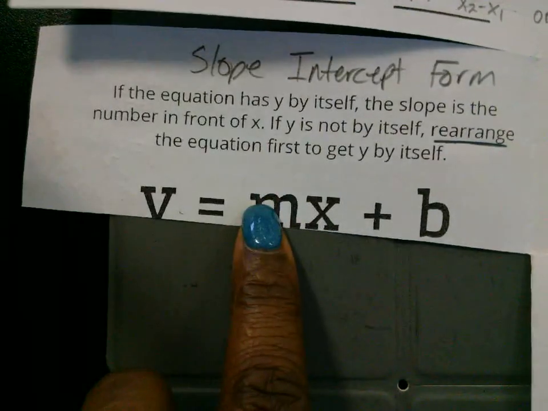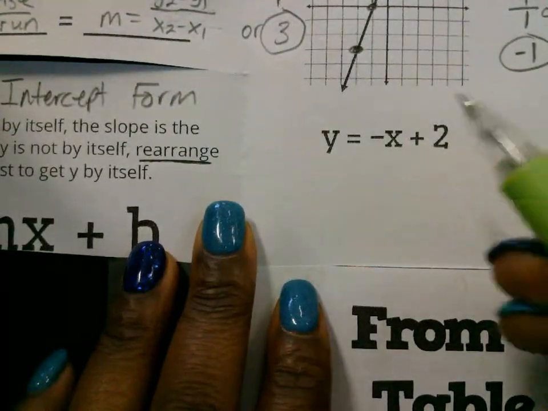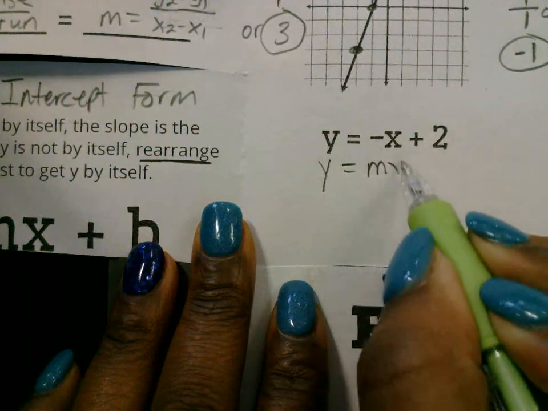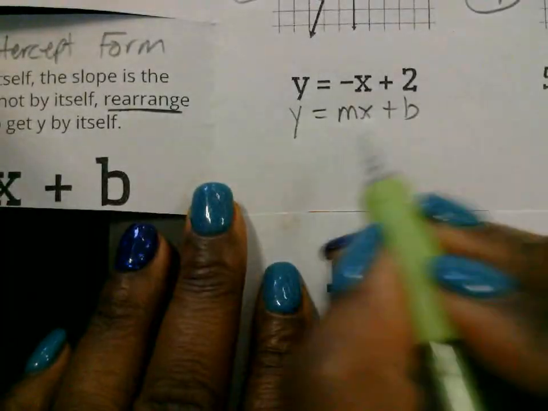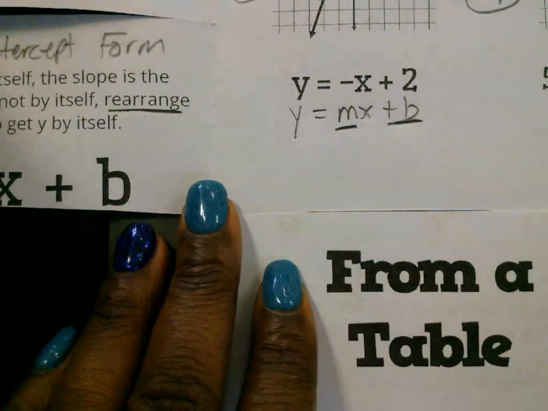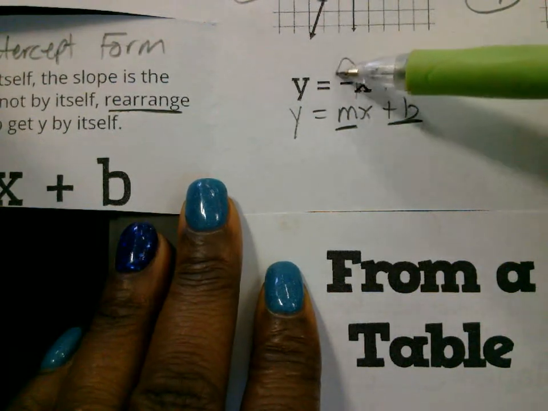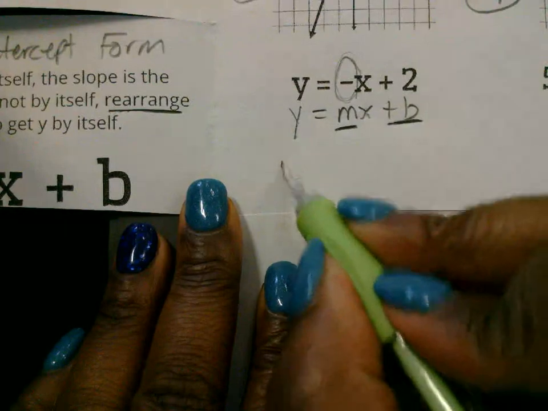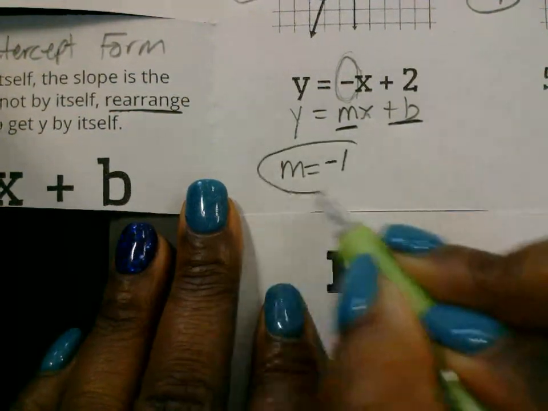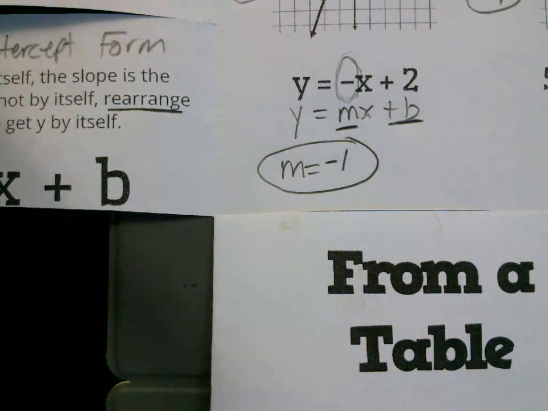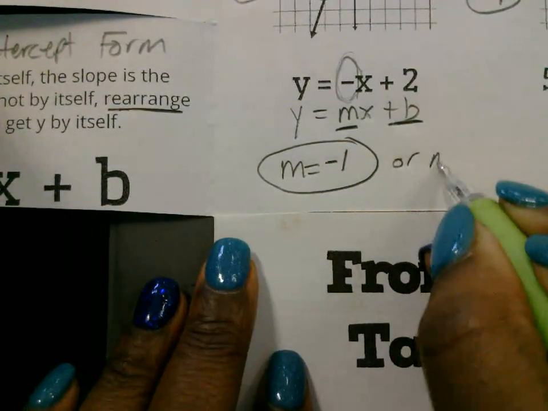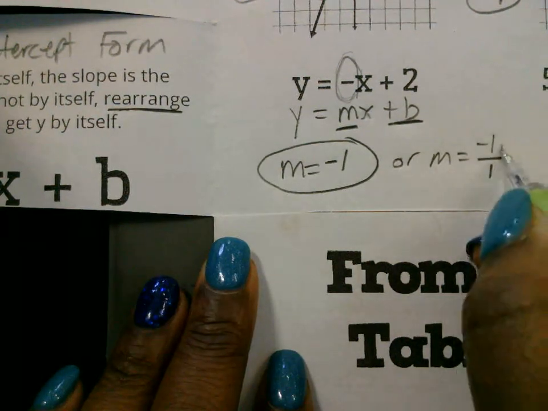The number that's attached to x is the slope. So let's look at this first example. Remember, the equation has to be written in y equals mx plus b, where m is the slope and b is the y-intercept. What's the number that's automatically attached to this x? What number is this? 1. What kind of 1? -1. So m is equal to -1. It's the number that's attached to the x. Your slope is -1, or you can write it as -1 over 1. Rise over run.